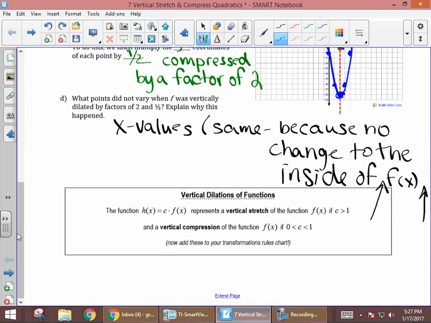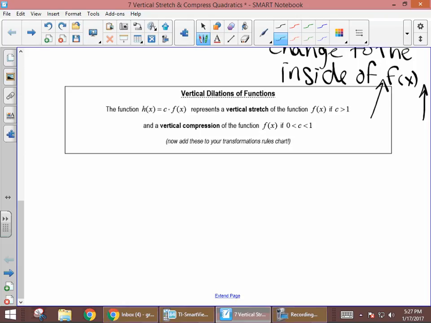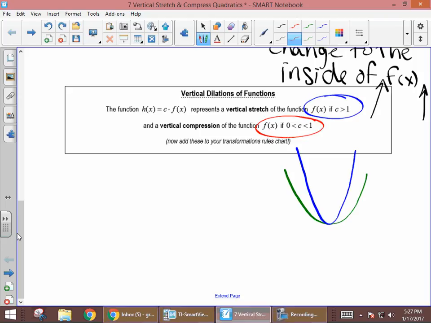All right, so in general, for vertical dilations of functions, the function h of x equals c times f of x represents a vertical stretch only if c is greater than 1. Understand that if c is greater than 1, then you're taking your typical graph and you are going to have it be more narrow. If c is between 0 and 1, so that was this case, it is going to open wider.